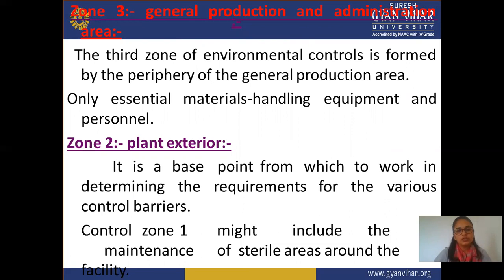Next is zone 2. This is the plant exterior. It is the point around which work determines the requirement for various control barriers. Control zone 1 might include maintenance of a sterile area around the facility. It means this is the plant exterior, and it maintains all the requirements from one zone to another zone. Various control barriers are maintained in zone 3, and this control zone 1 might include maintenance of the sterile area around the facility also.